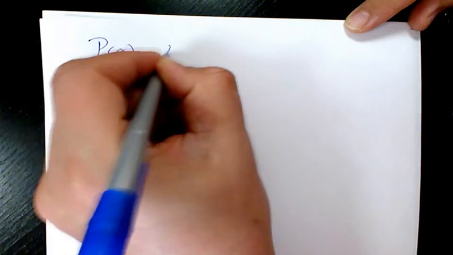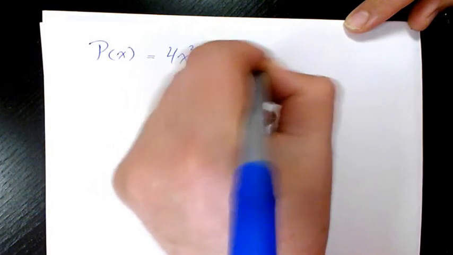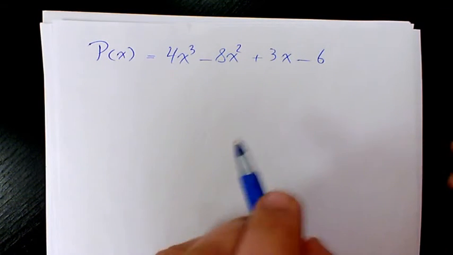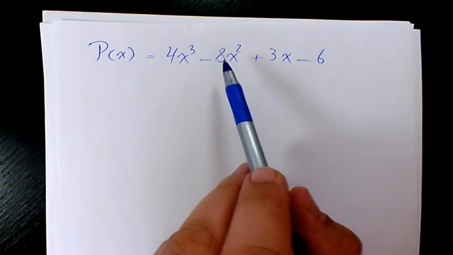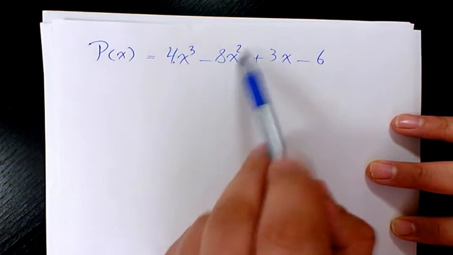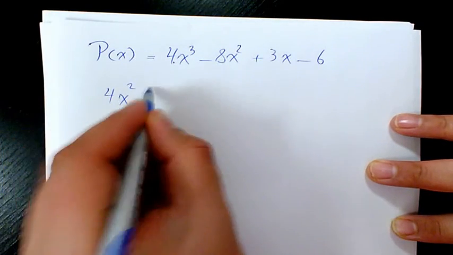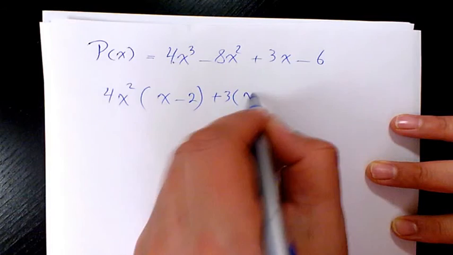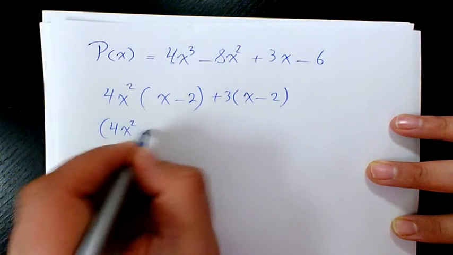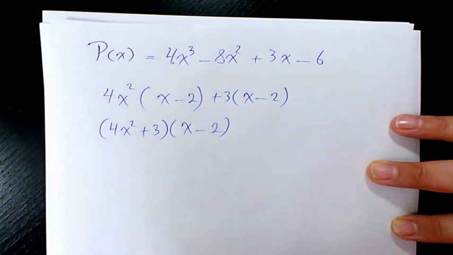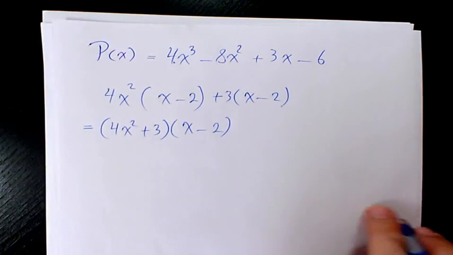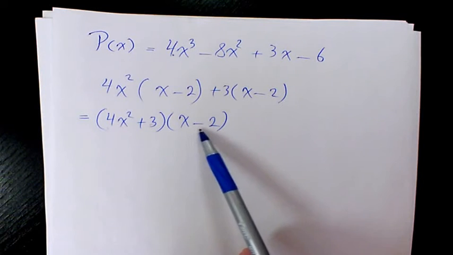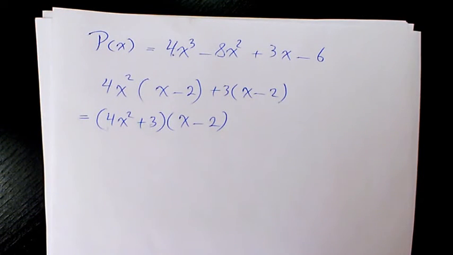P(x) equals 4x cubed minus 8x squared plus 3x minus 6. So in this example, as you see here, we can use factoring by grouping. Why? 4x cubed and negative 8x squared, so I can factor 4x squared, which is going to turn into x minus 2, and here I can factor 3 from 3x minus 6, giving x minus 2. So that's going to be 4x squared plus 3 times x minus 2. This is going to be the factored form. And if somebody asks you what the zeros are, there is no zero from the first factor, but here x minus 2 equals 0, so x equals 2.